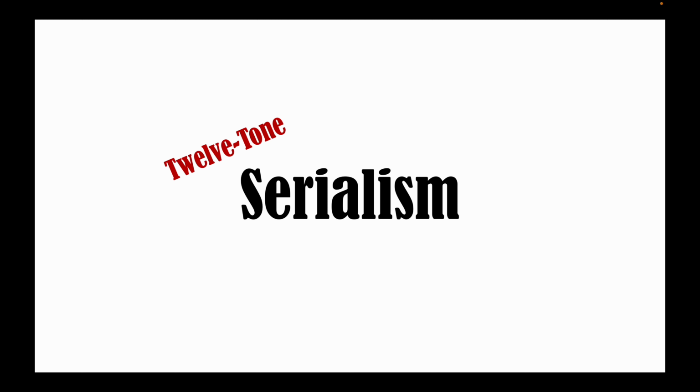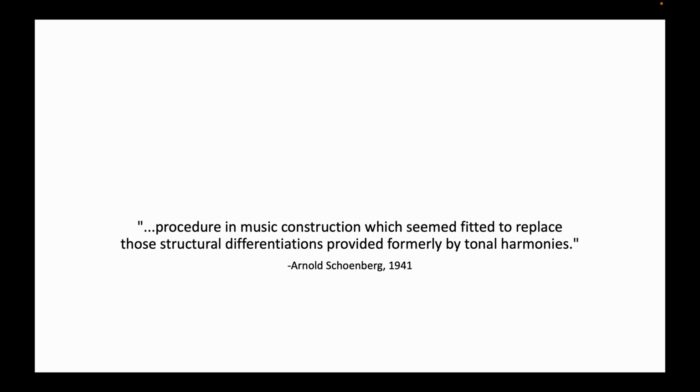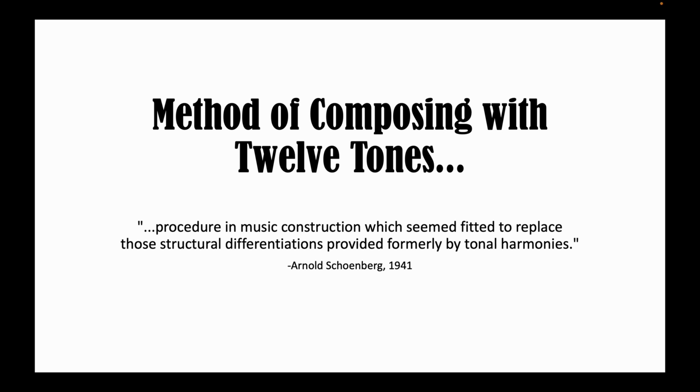In Schoenberg's own words, it is a procedure in music construction which seemed fitted to replace those structural differentiations provided formerly by tonal harmonies. He called it the method of composing with 12 tones, which are related only with one another. A bit excessive, but it works. In simpler terms, 12-tone music is a system designed to give atonal music a sense of order and cohesion.